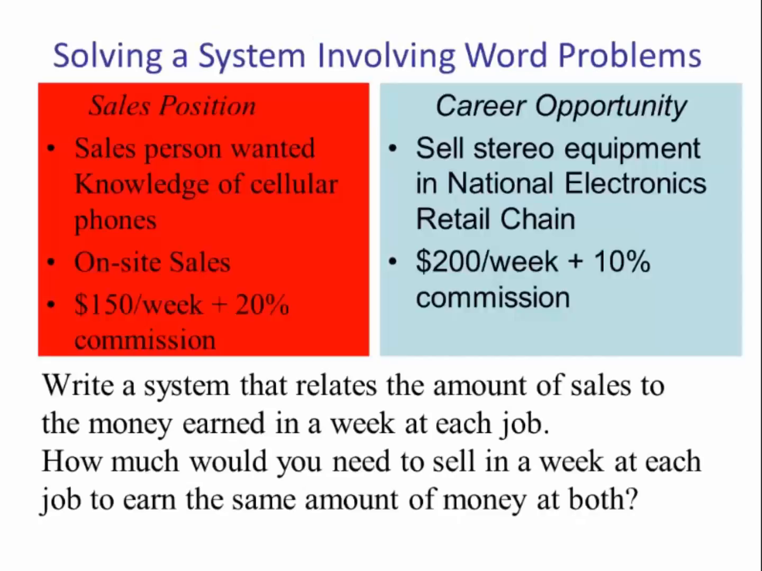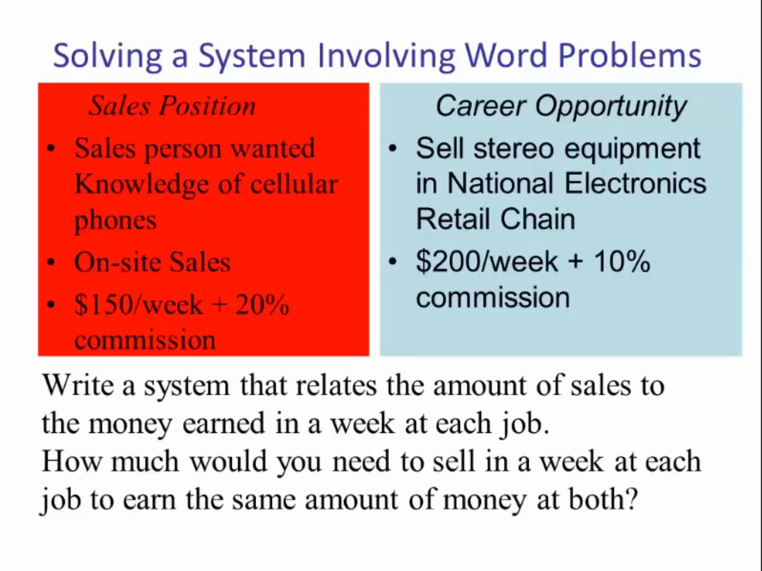Example 15. Here we have a choice between two jobs, a sales position involving cell phones, and from the advertisement, this position pays $150 a week plus 20% commission. For the second sales position, it involves stereo equipment, and it gives $200 a week plus 10% commission. Write a system that relates the amount of sales to the amount of money earned in each week at each job. How much would you need to sell in a week at each job to earn the same amount of money at both?